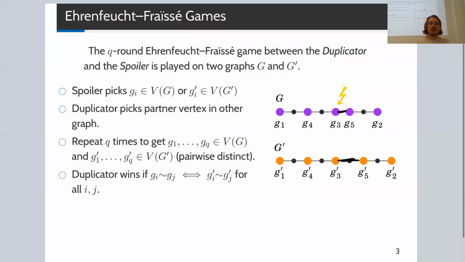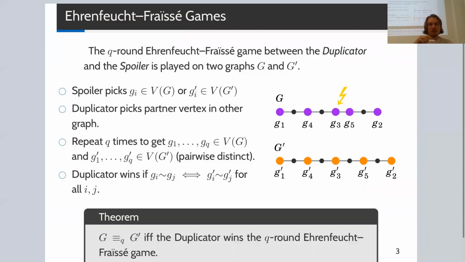And of course the duplicator has to lose at some point because the structures are not equivalent for every q. And the theorem says that two structures are q-equivalent if and only if the duplicator wins the q-round Ehrenfeucht-Fraïssé game. Okay, so far so good. Then let's put this theorem to use.